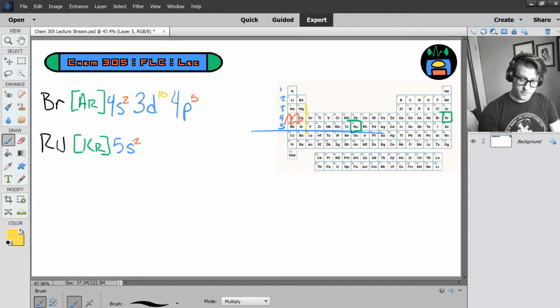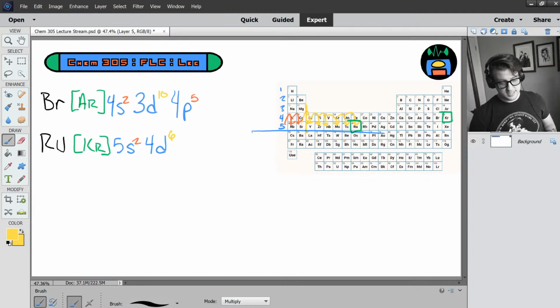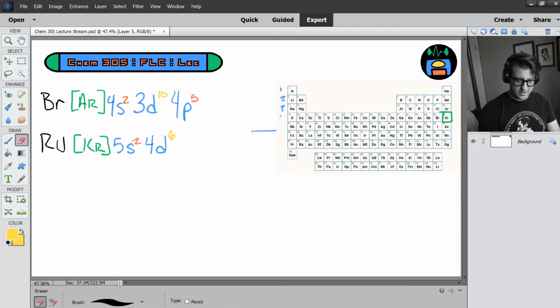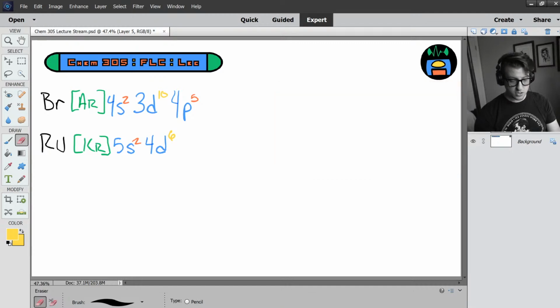It's time to cross from the S block into the D block. So that will mean we're dealing with our 4D subshell. And to get to ruthenium, we move 1, 2, 3, 4, 5, and 6 spaces in. So that'll be 5s2, 4d6. All right. Now with these last two examples, let's write out our orbital diagrams.